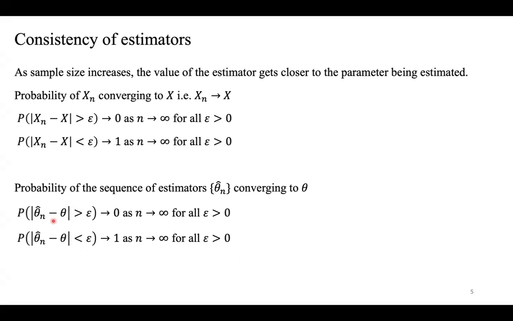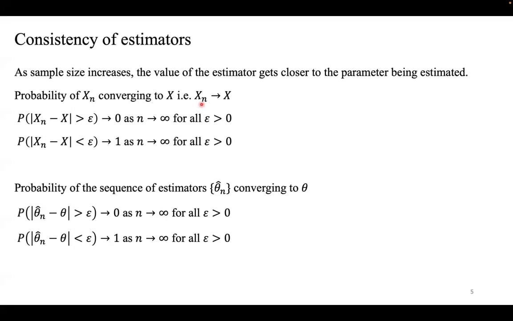So the absolute value of that difference, if it's greater than a certain number, epsilon, which is typically a small positive number, the probability of that difference being a large number is almost zero as n is tending to infinity. Likewise, there's a very high chance of that difference being smaller than that number. So that probability is really high as n is tending to infinity. Whether you write theta or x in this notation, it doesn't matter. It's the concept that we are more interested in.